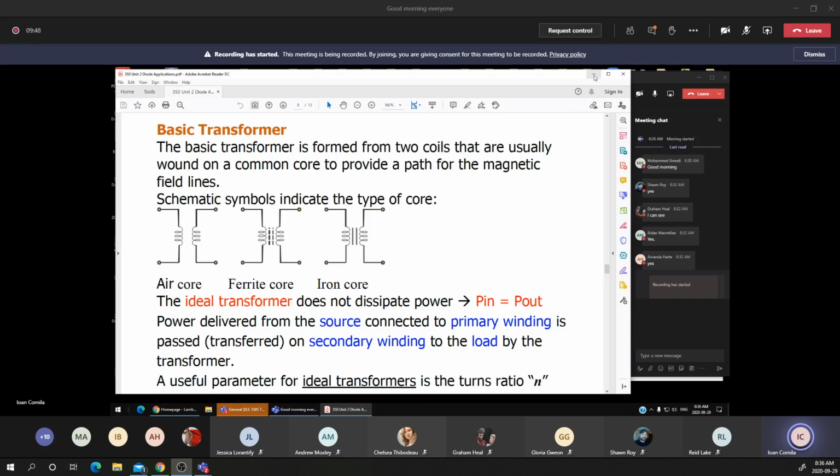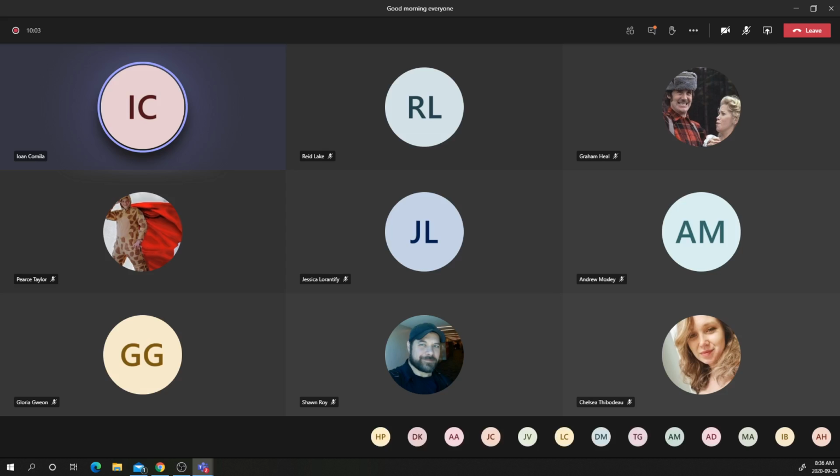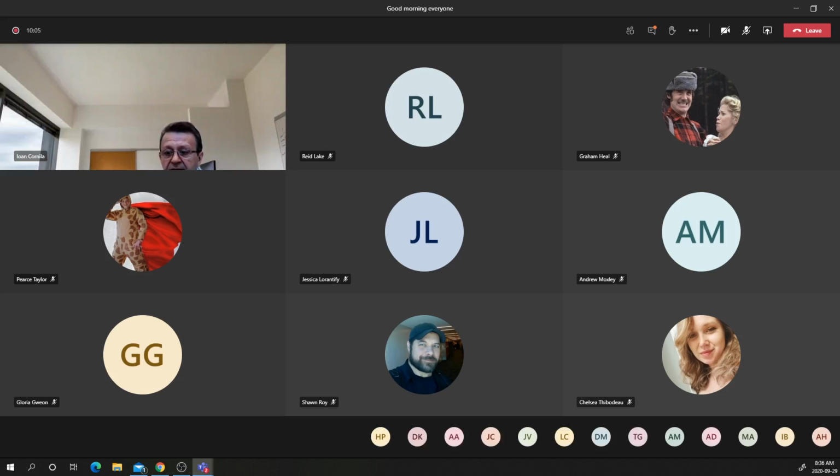an easy way to look at a transformer, I will stop sharing this file, and I will try to use video if I can do it from here. Could you see me, guys? Perfect.